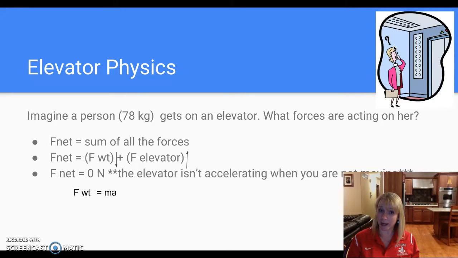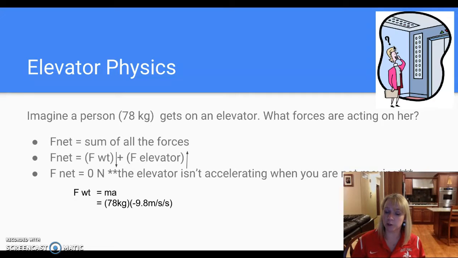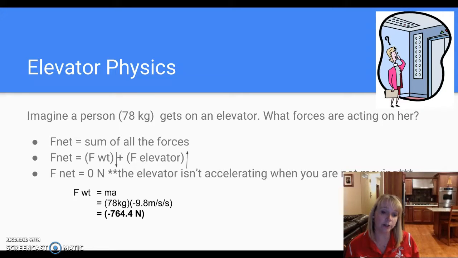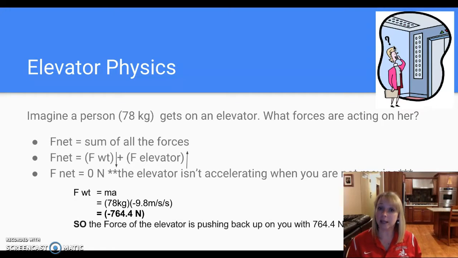So let's solve for F weight. Weight is your mass times acceleration due to gravity. So we have 78 kgs times negative 9.8 meters per second squared. The negative just means that it's acting downward. When you multiply those two out, you get negative 764.4 newtons. So that's your force acting down. Since you have to have an equal force acting back up on you to get a net force of 0, that means the elevator is pushing back up at 764.4 newtons. So if I were to put a bathroom scale underneath me, that is the force that I would see, in newtons, of course.